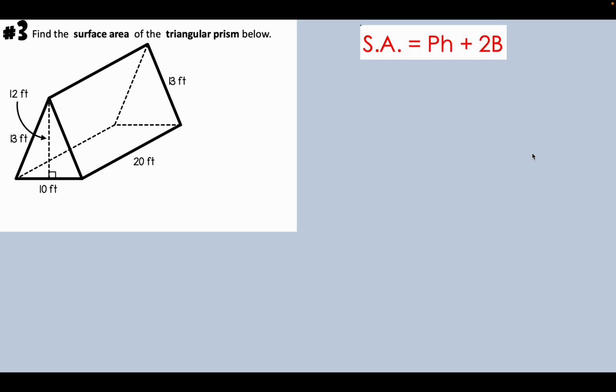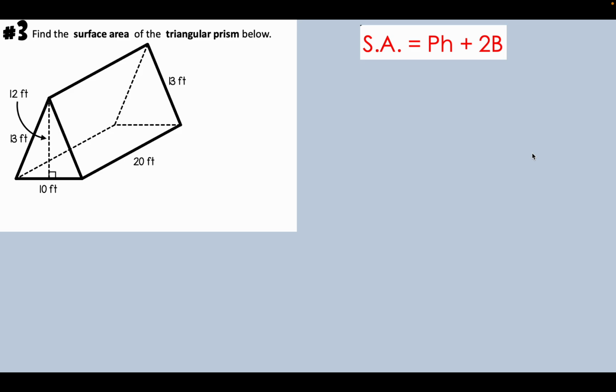The formula for the surface area of a triangular prism is capital P times H plus 2 times a capital B. If we think back to what we've done in the past, that capital P stands for perimeter. And now we have a new one. That is a capital B. The capital B is not the same as the lowercase b. If you remember right, I told you that if the variable is capitalized, it means one thing. If the variable is lowercase, it means something else.